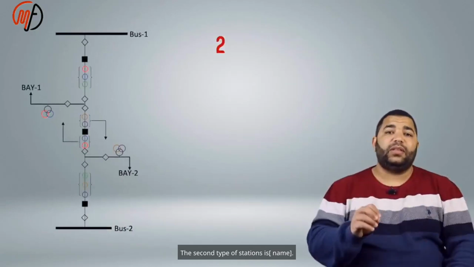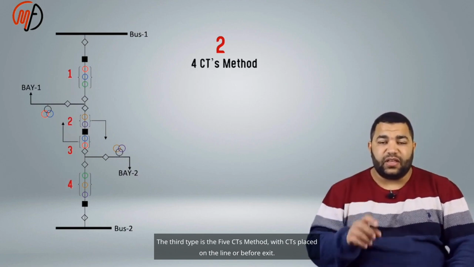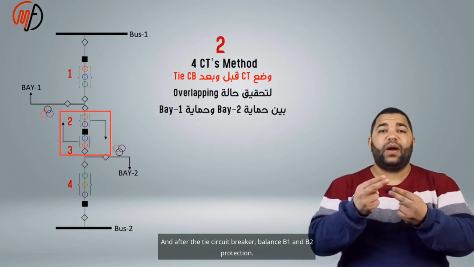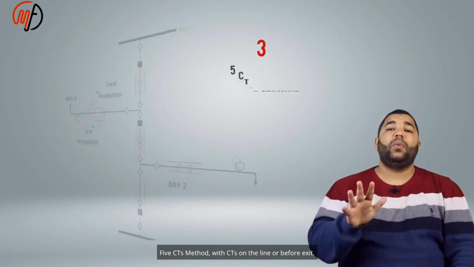The second type of station is named. The third type is the 5 CTs method, with CTs placed on the line or before exit. And after the tie circuit breaker, balance B1 and B2 protection. 5 CTs method, with CTs on the line or before exit.